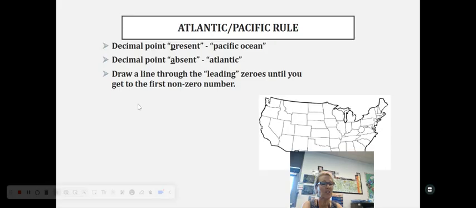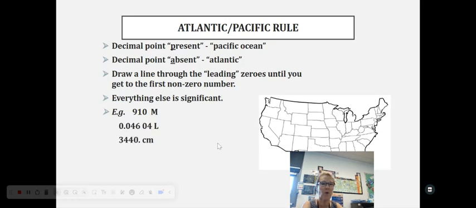If we have a decimal point present, we start from the Pacific side and draw a line through any leading zeros until we get to the first non-zero digit. Then we count all the sig figs from there. Everything else is significant. Let me show you a couple of examples of how this is done that will help you understand the Atlantic-Pacific rule. Let's look at the first one, 910 meters. Is the decimal point absent or present?